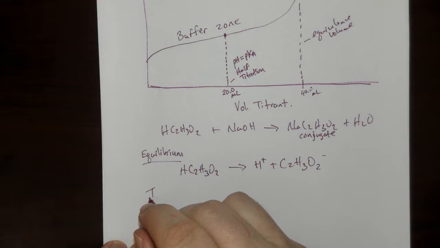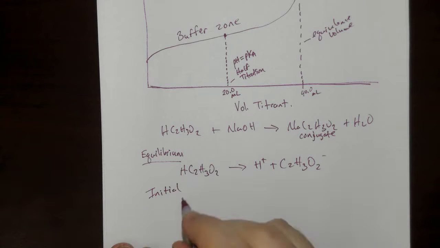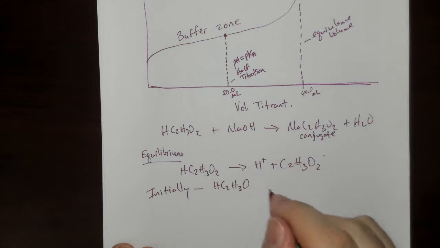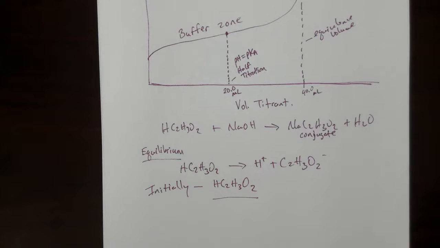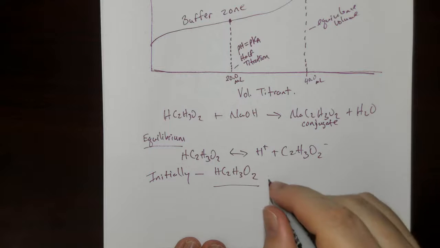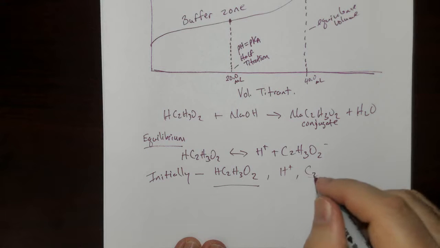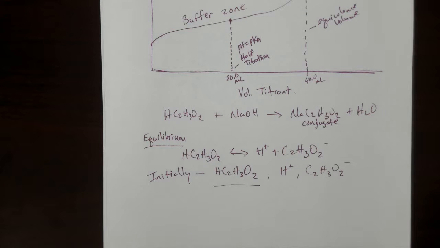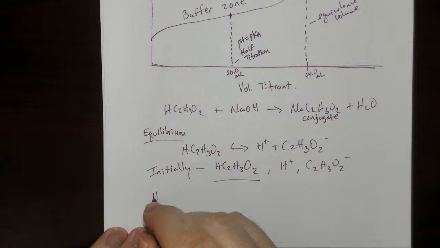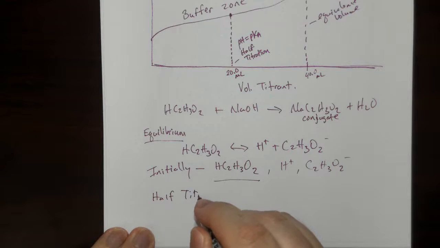So at the beginning of your reaction, this is where I want to talk about what you have initially. Since it's a weak acid, you have a lot of the molecule. And I'm just going to underline the one we have the most of. Now it is weak, so it will partially dissociate to give me a little bit of H positive and a little bit of acetate. So you have all three things in solution. You also have some water, but I'm not going to write that down. It's not what we're talking about here. So as we go to the half titration point, what do we have in solution?